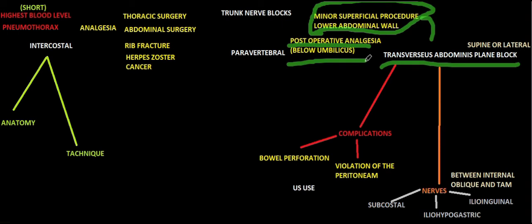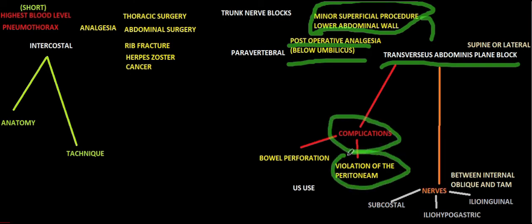But for hernia repair, for example, you can't rely on the transversus abdominis plane block alone. You have to give IV drugs or another type of block. The specific complications of transversus abdominis blocks are possible violation of the peritoneum or perforation of bowel. And that's why the use of ultrasound is of benefit in this block.